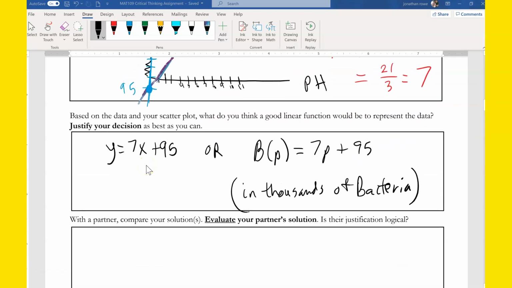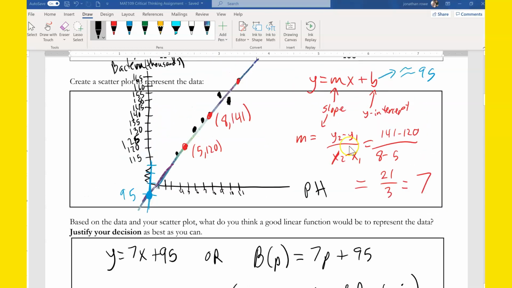Okay, how do we justify our decision? We justified our decision basically with our scratch work up here. All this scratch work, and what I drew right here, is the justification. Justification is up there.